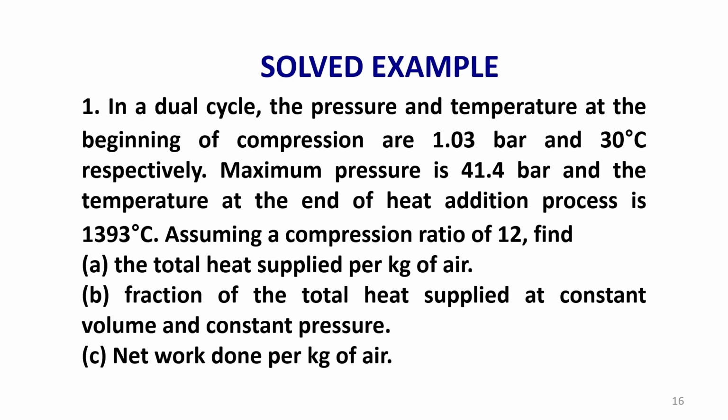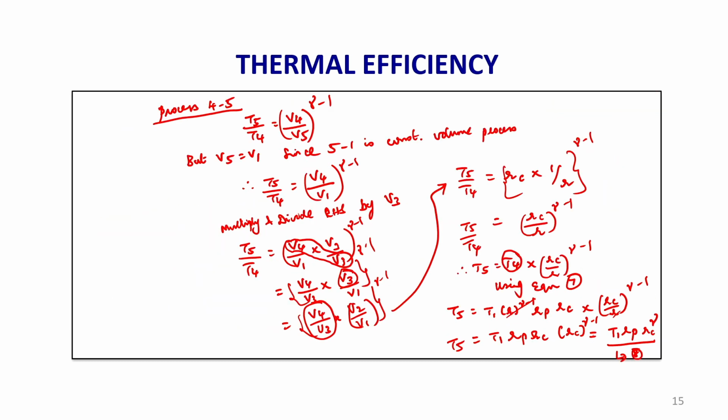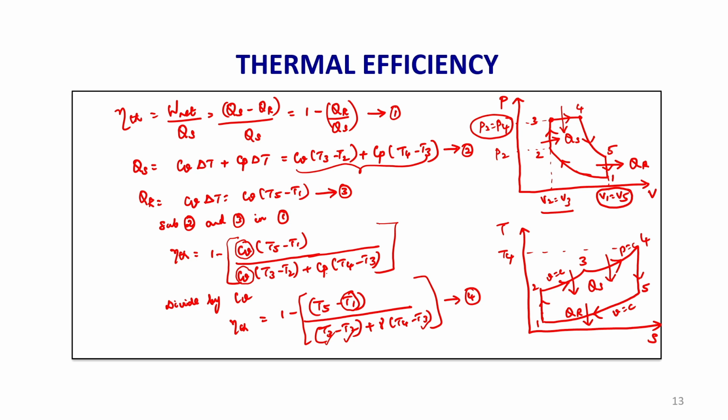In a dual cycle, the pressure and temperature at the beginning of compression are 1.03 bar and 30 degree centigrade. The maximum pressure in the cycle, P3 equal to P4, is given as 41.4 bar, and the temperature at the end of heat addition process is given. 2 to 3 is heat addition at constant volume, and 3 to 4 is heat addition at constant pressure. So heat addition starts at 2 and ends at 4, and the temperature at state point 4 is given.